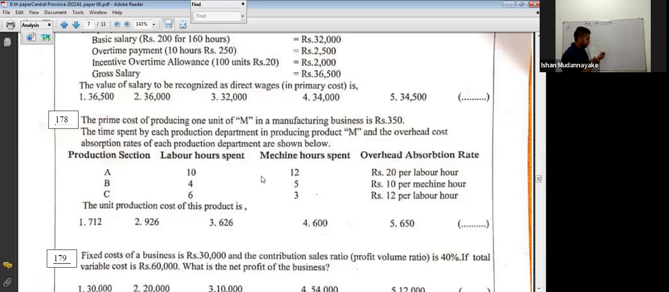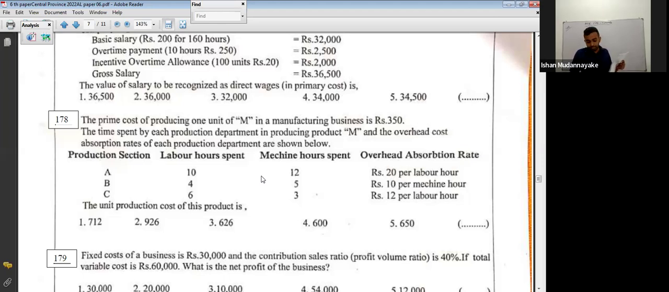Right. Look at the question. Try to get the answer. The prime cost of producing 1 unit of M in a manufacturing business is 350. The time spent by each production department in producing M and the overhead cost absorption rate of each production department are shown below. Production section A, B, C: labor hours spent 10, 4, 6; machine hours 12, 5, 3. Overhead absorption rate: A 20 per labor hour, B 10 per machine hour, C 12 per labor hour.